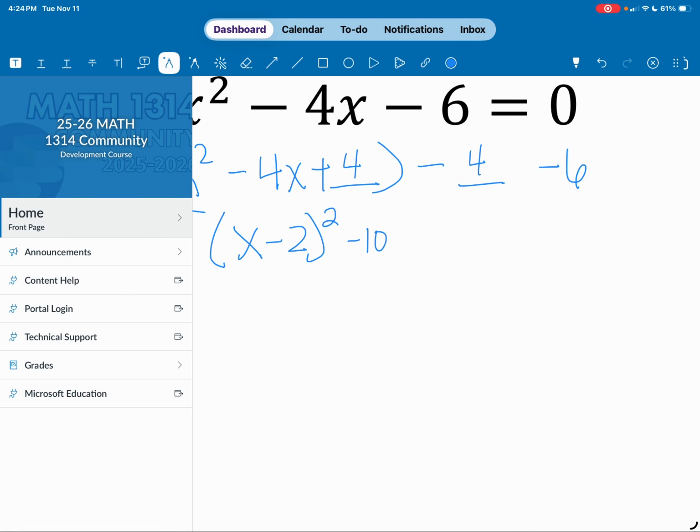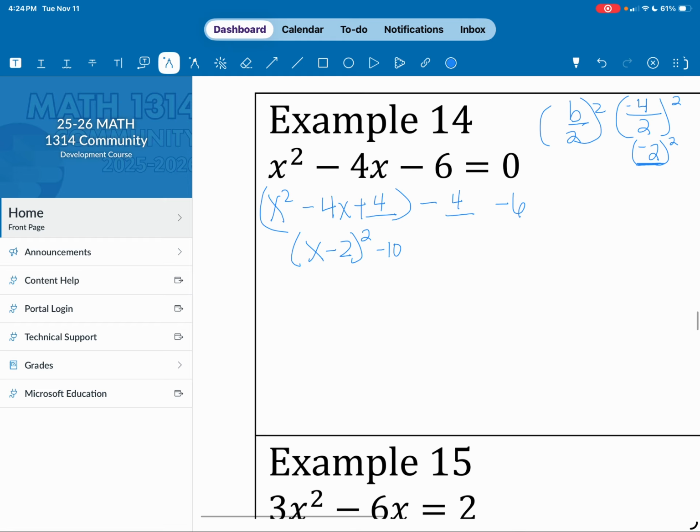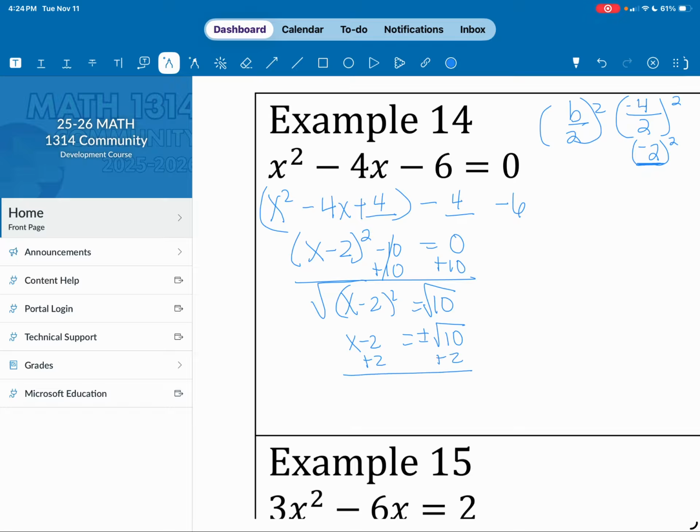Once you have done completing the square to get it to vertex form, you are then going to set it equal to 0 and solve for x. So we add 10 to both sides, and we get x minus 2 squared equals 10. Square root of both sides, we get x minus 2 equals plus or minus square root of 10. And then we add 2 to both sides, so x equals 2 plus or minus square root of 10.